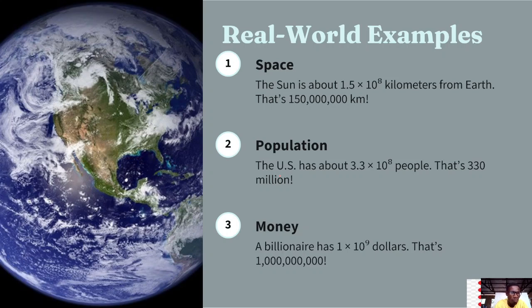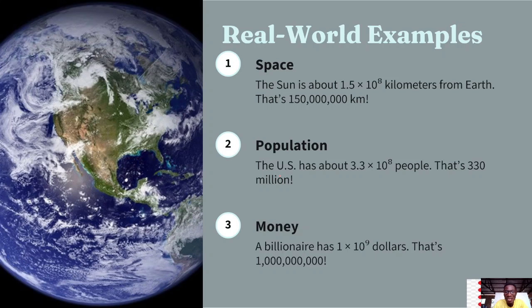Let's say, in space, the sun is about 1.5 times 10 exponent 8 kilometers from the earth. That is around 150 million kilometers. You see, it is just summarized and written simply as 1.5 times 10 exponent what? 8. So this is basically a simple way of writing 150 million kilometers.